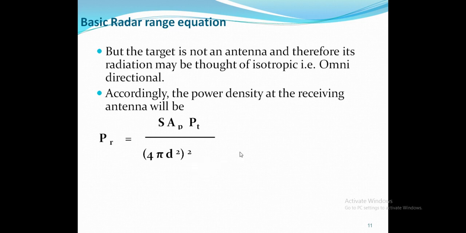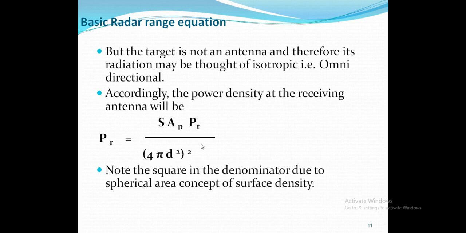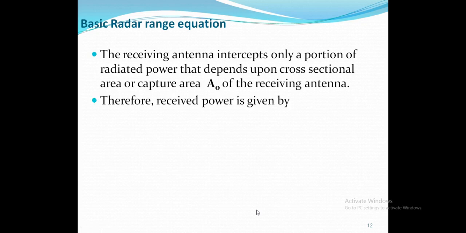So coming to the receiving antenna, PR is equal to S into AD PT by 4 pi d square, whole square. Here the square in the denominator is due to the spherical area concept of the surface density.